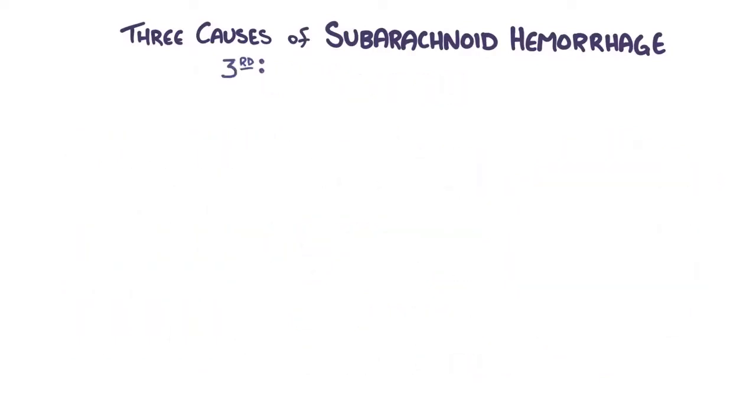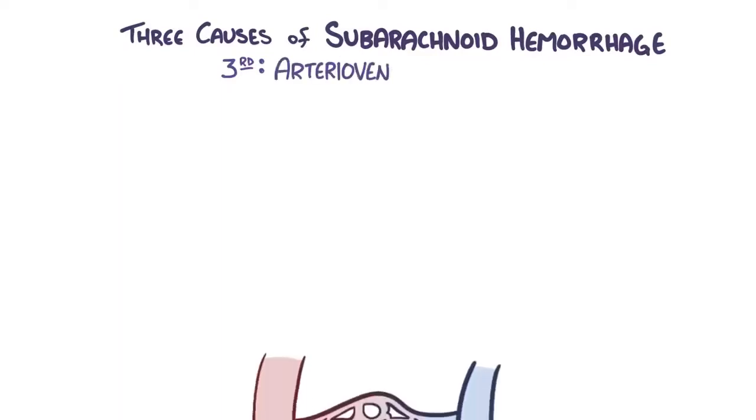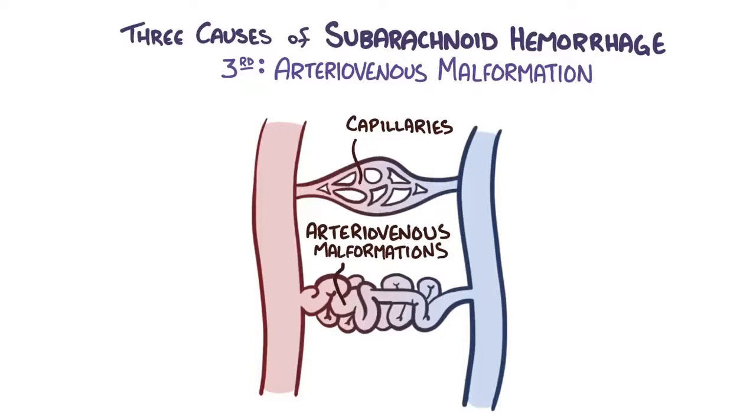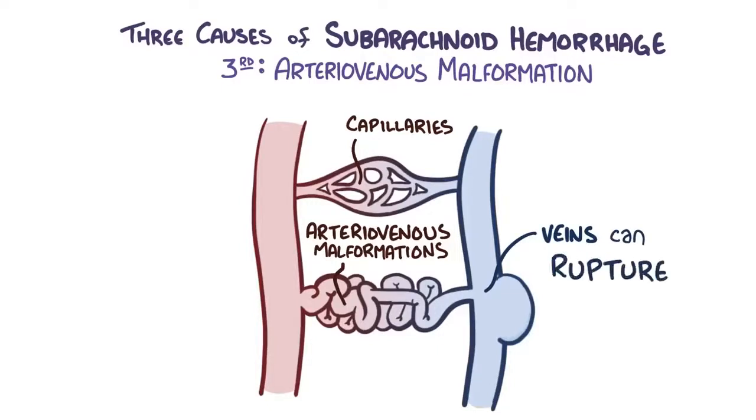The third cause of a subarachnoid hemorrhage is an arteriovenous malformation. Normally, arteries and veins are connected by small, leaky blood vessels called capillaries, but in arteriovenous malformations, they are replaced with abnormally formed tangled blood vessels, characterized by at least one direct connection between the artery and the vein. Over time, these abnormal vessels can dilate, and since veins aren't used to dealing with high arterial pressures, they can rupture, causing a subarachnoid hemorrhage.